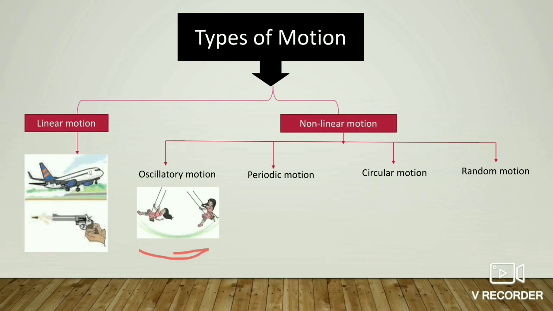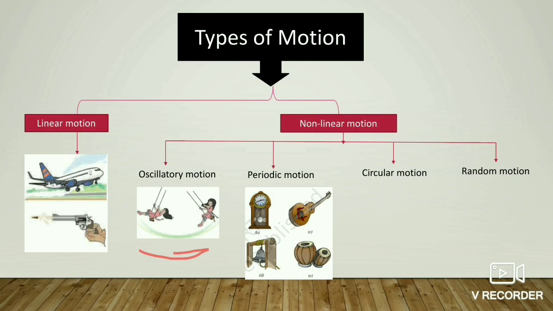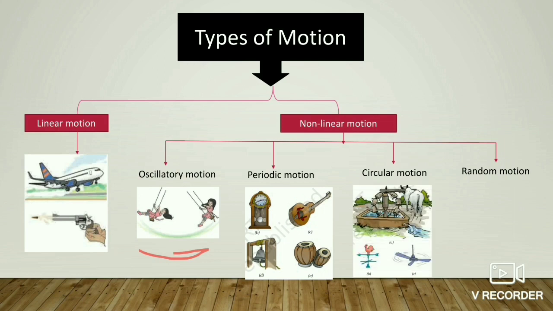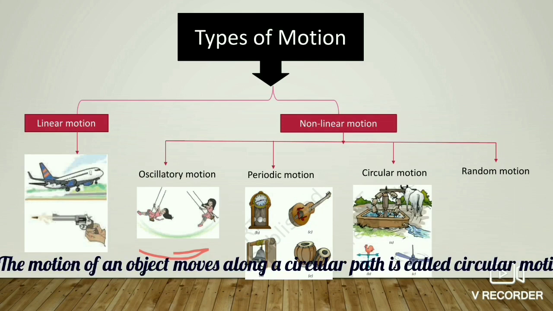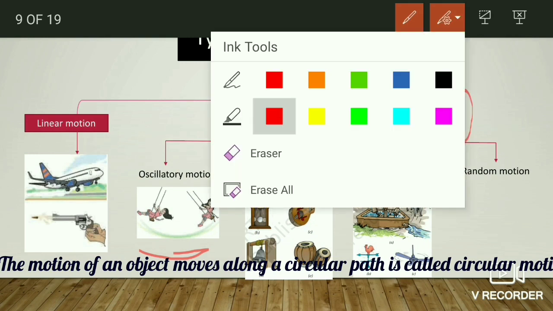Now second, periodic motion. The motion of an object which passes through a certain point again and again after a fixed period is called periodic motion. For example, string of a guitar, drum, tabla when they are being played. Now third, circular motion. The motion of an object along a circular path is called circular motion.